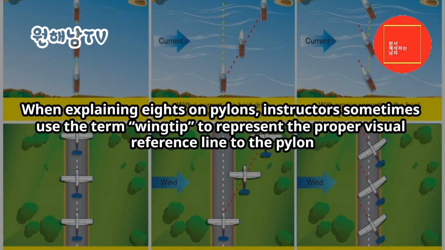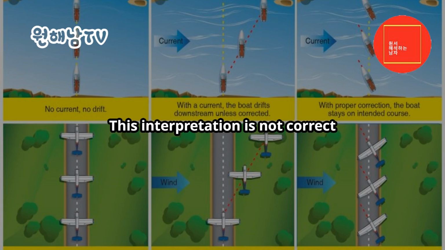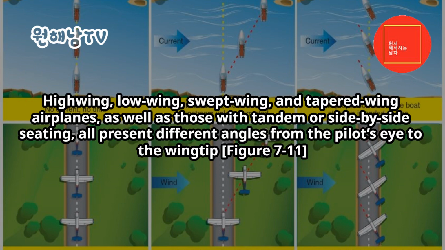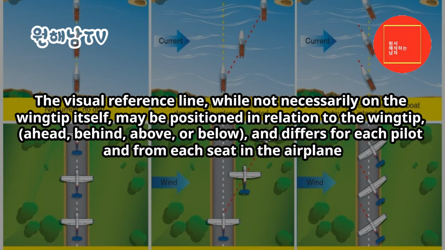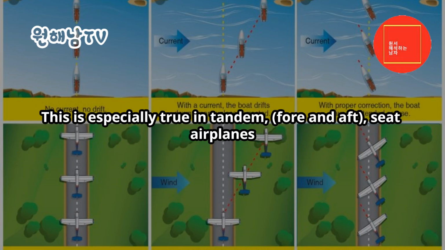This interpretation is not correct. High wing, low wing, swept wing, and tapered wing airplanes, as well as those with tandem or side-by-side seating, all present different angles from the pilot's eye to the wingtip. Figure 7-11. The visual reference line, while not necessarily on the wingtip itself, may be positioned in relation to the wingtip, ahead, behind, above, or below, and differs for each pilot and from each seat in the airplane. This is especially true in tandem, fore and aft, seat airplanes.